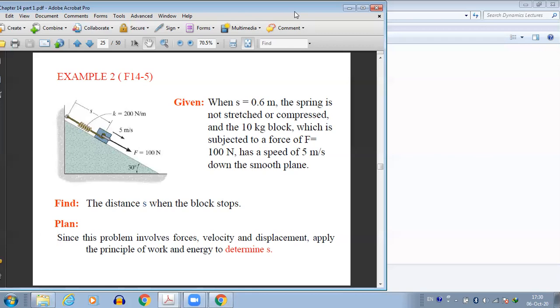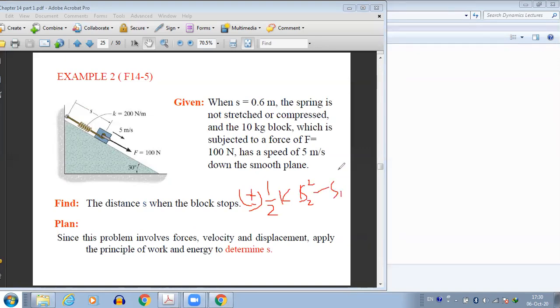Okay, so it will be the work of the spring, which is plus or minus half k (S2 square minus S1 square). Initially, first of all, from the plus minus, since the spring is stretched, it would be negative, because the force and the displacement are in the opposite direction. Okay, so it will be negative.